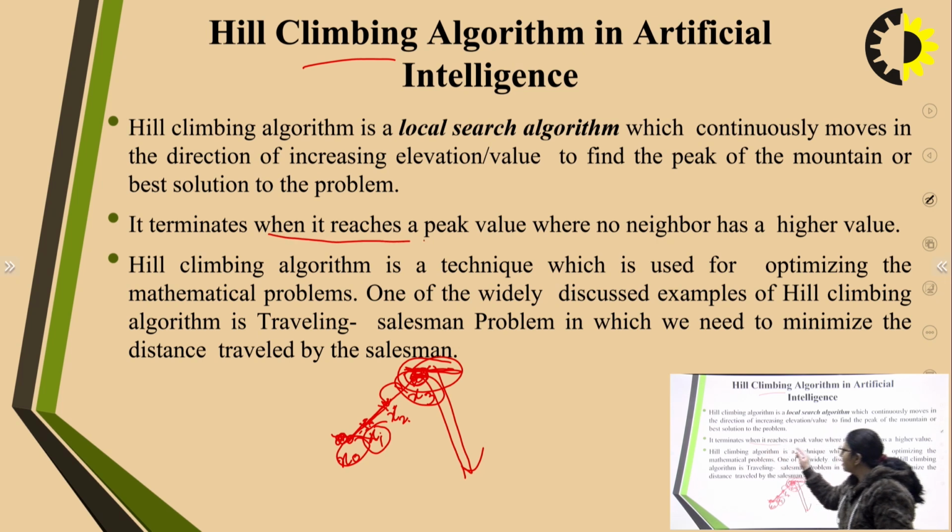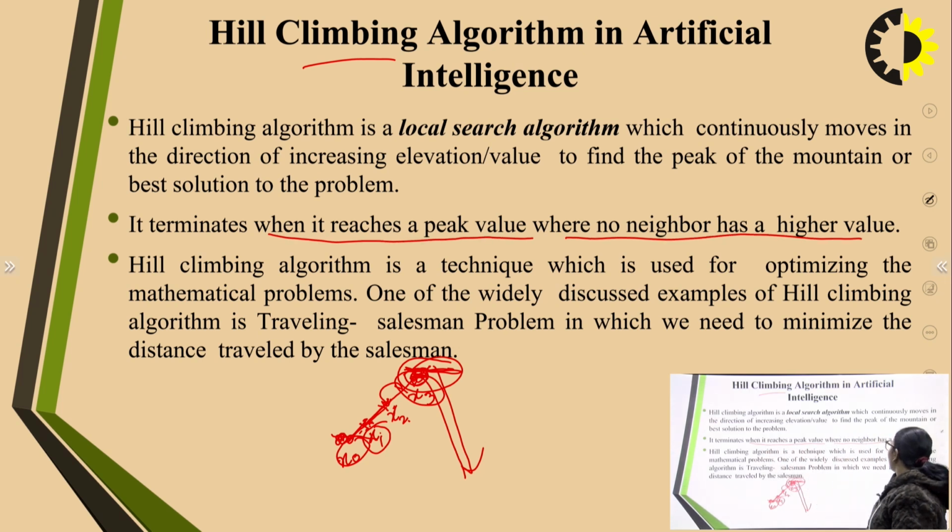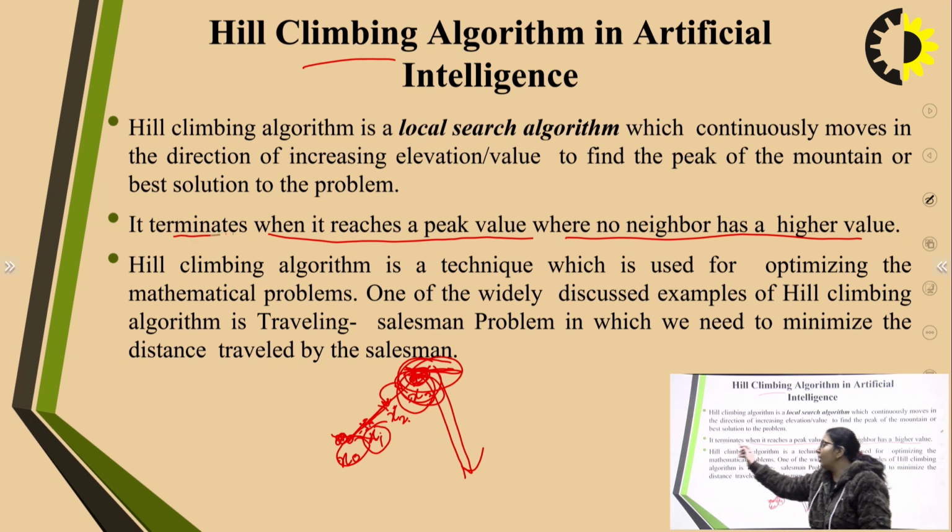Because when it reaches a peak value where no neighbor has a higher value, meaning if x3 is the highest value and x2 is lower in comparison to x3, but no other values are greater than x3, then we consider it as the peak value. This is the point where the algorithm terminates. Basically, it terminates where the neighbors do not have a higher value than the particular value.